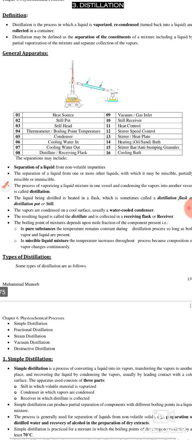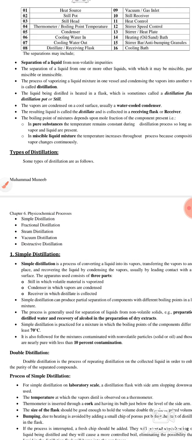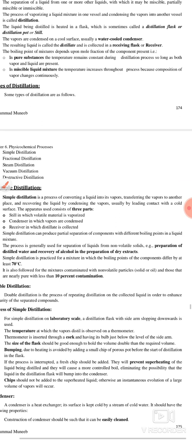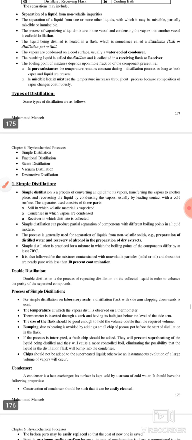Now there are some types of distillation: simple distillation, fractional distillation, steam distillation, vacuum distillation, and destructive distillation. These are very important and useful types of distillation. Now we discuss them. We also discuss their whole procedure, their apparatus, and their principle. And at the end we will discuss the advantages and disadvantages of each type. So now let's start with the first type, which is simple distillation.